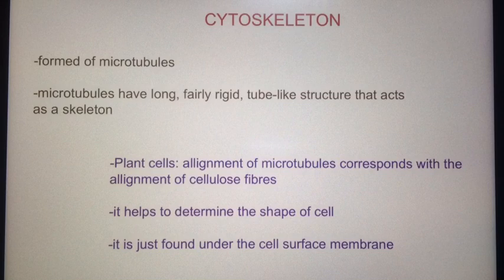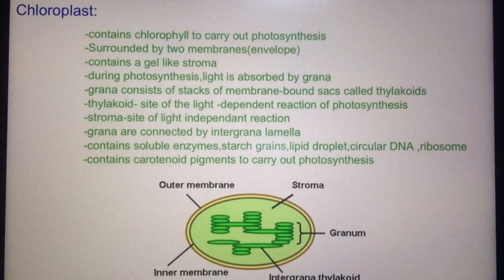Now, indirectly, it helps to determine the shape of the cell, and generally, cytoskeleton can be found under the cell surface membrane. Chloroplast is a large plastid containing chlorophyll and carrying out photosynthesis. It is surrounded by two membranes and contains a gel-like stroma. A system of membranes are stacked in places to form grana. During photosynthesis, light is absorbed by this grana, which actually consists of stacks of membrane-bound sacs called thylakoids.